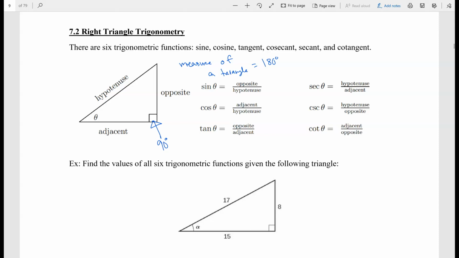Now when we think about the trig functions, this is how we're defining them. We're relating the lengths of the triangle with the angle. So here is my angle theta. The side that is opposite of theta, we're going to call the opposite side. The side that is right next to theta, we're going to call adjacent. And the longest side is what we're going to call the hypotenuse. Remember that the hypotenuse is just the longest side of a right triangle.